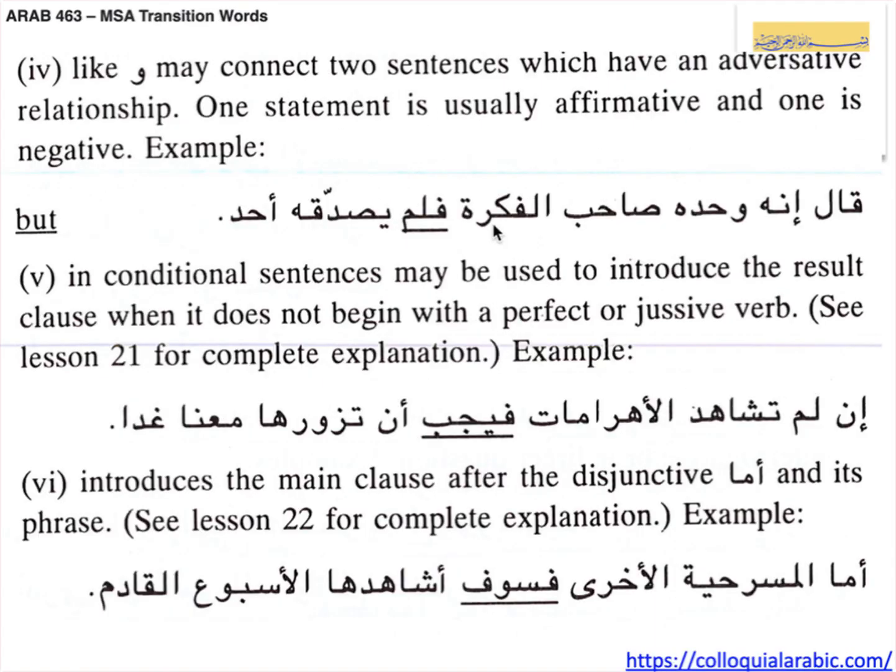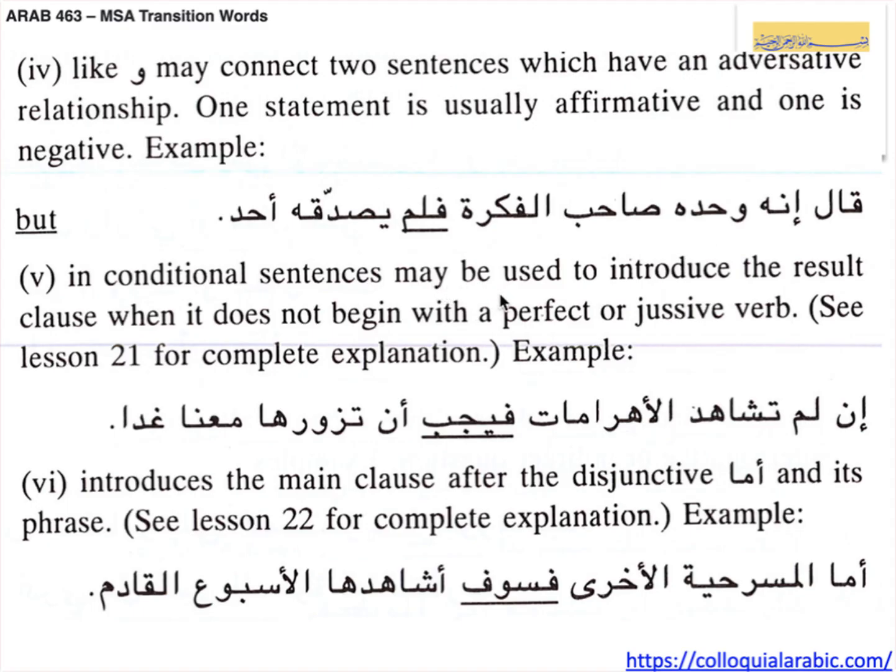Next is, again a continuation of the fa, like wa, fa may also connect two sentences which have an adversative relationship. One statement is usually affirmative and one is negative. For example, faqala, he said innahu wahdahu sahibul fikra, that he's the only one having the idea or the intellect, falam yusaddiqu ahadan, but no one. Falam, but lam, no one. Yusaddiqu, no one verified him. Nobody believed him.